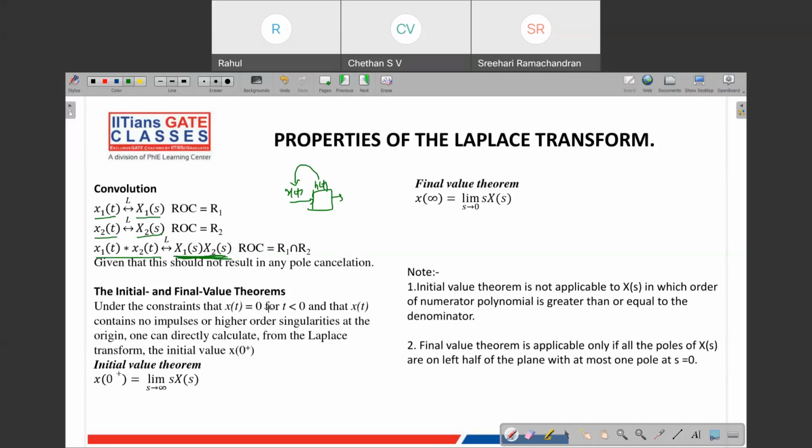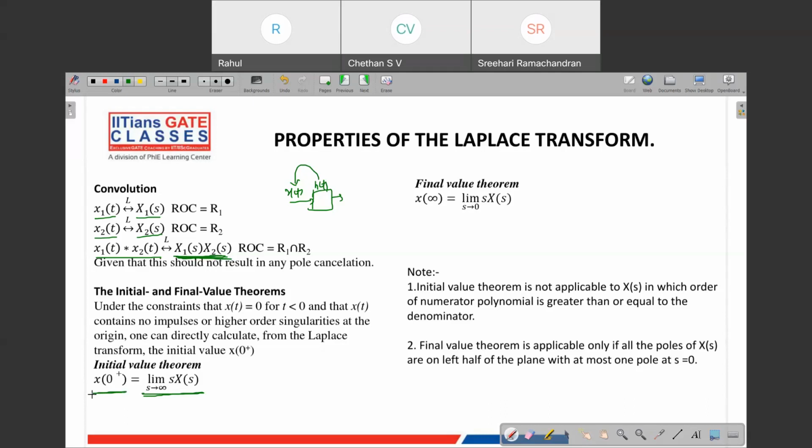Next is the initial and the final value theorem. So this is the initial value theorem. If you have the Laplace transform, just multiply it by s and put the limit as s tending to infinity to calculate the initial value of any signal. But there is a catch here. You cannot use this initial value theorem for any kind of Laplace transform.